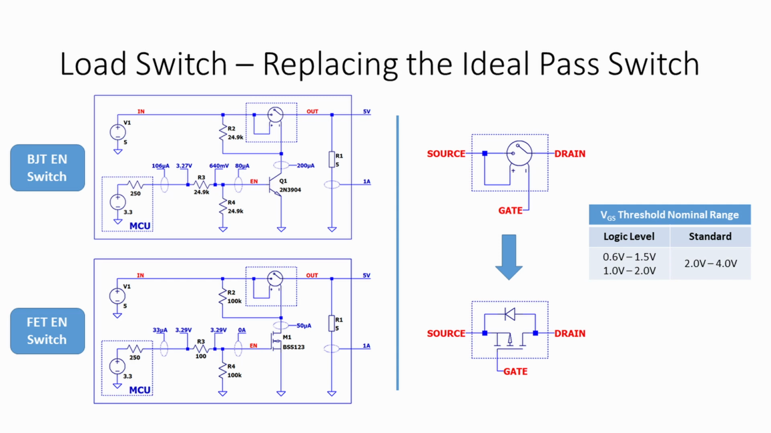To keep the design flexible for what will be covered in part 4 and ensure we have no problems keeping the device off, we're going to try to choose a part that's closer to the 1.0 to 2.0 volt threshold range. If we had a higher voltage on the input, say 8 volts or above, a standard part could also be appropriate.